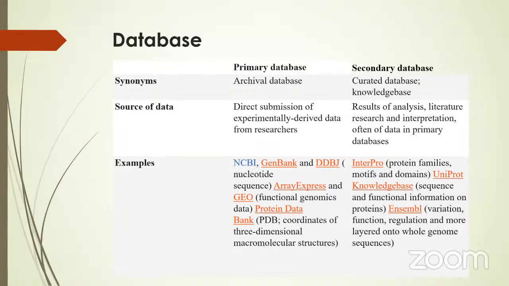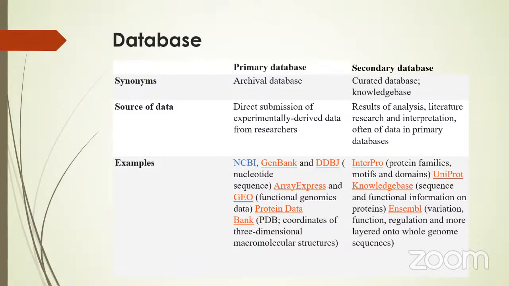And coming to secondary database, which is a curated one. Okay, so after analyzing the result of a primary database, if you are doing some curation of the database and you have some addition of the elementary analysis of the primary data, then we will put it into secondary database. For example, InterProScan, UniProt, Ensembl, these kinds of databases come under secondary database.